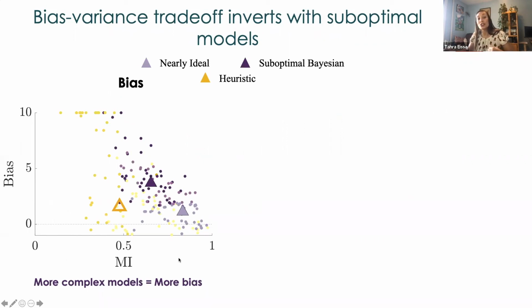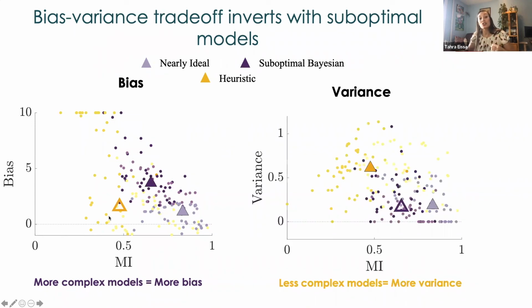And so the way that we can look at this is if we now compare, again, our mutual information to those bias measures that we had from before, we see that our more complex but suboptimal Bayesian models are showing more bias than our heuristics, whereas with our variance metric, our heuristics are the ones showing more variance but lower complexity.